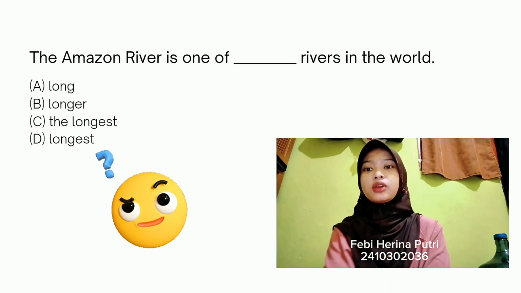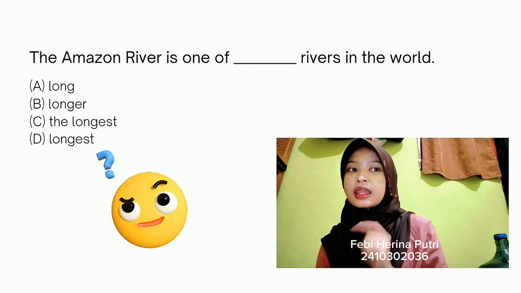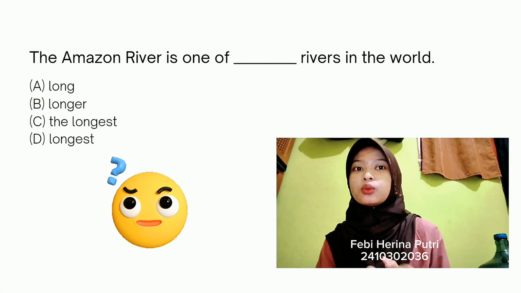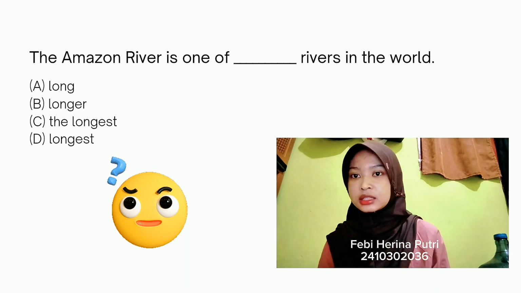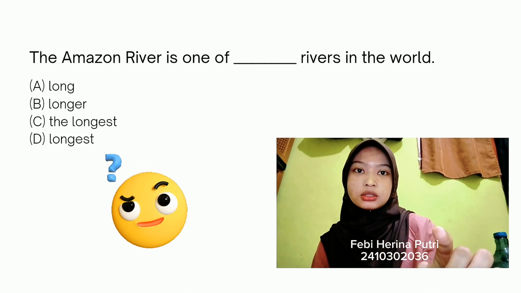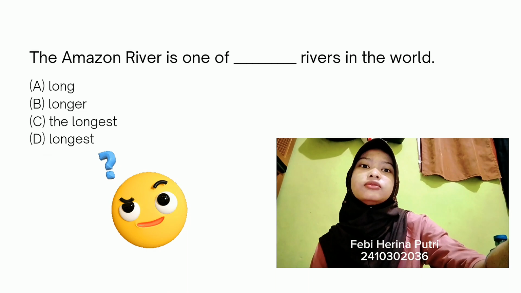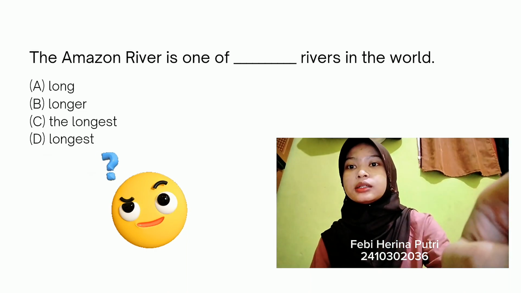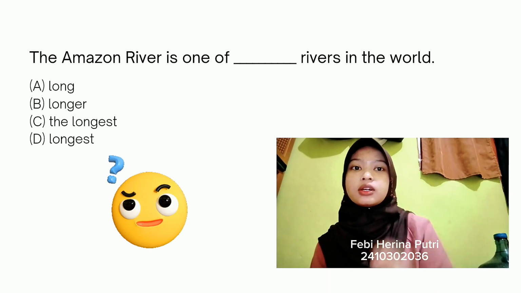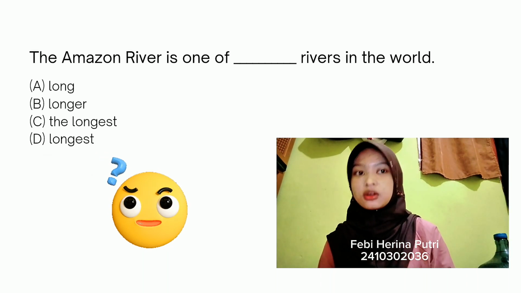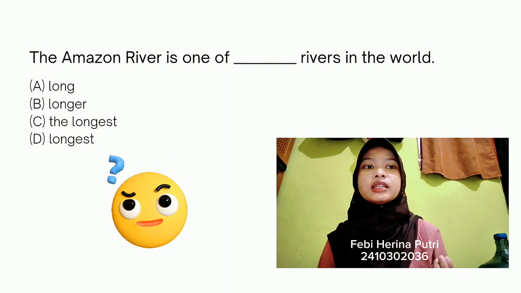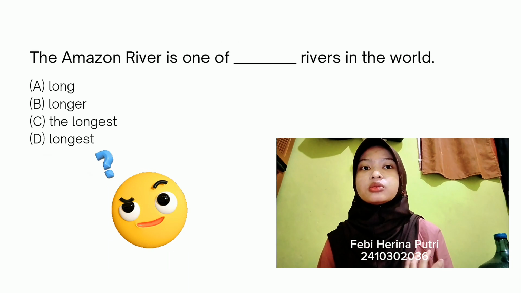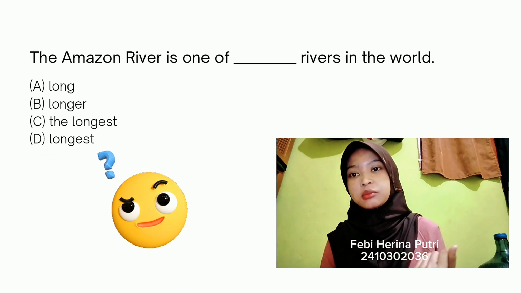Second, you have to pay attention to keywords like than, the most, or one of, to know what kind of sentence this is. So the question is, the Amazon River is one of blank rivers in the world. I think the signal is one of. After finding the signal word, you have to know that one of is followed by a superlative adjective because it refers to something that is among the top or extreme in a group.